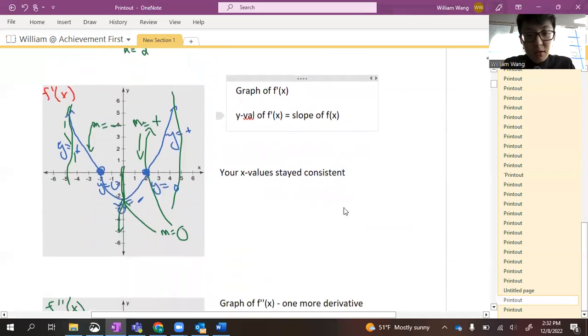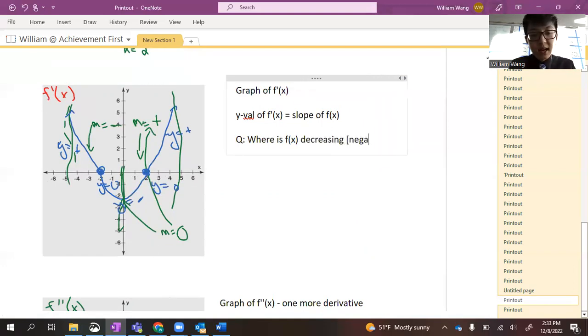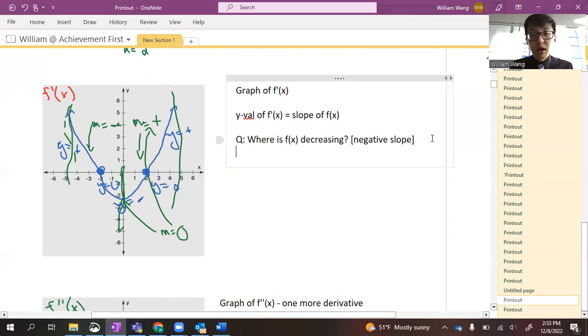Let's keep on going backwards and ask some questions about f of x now. And I want you to try to answer these. Question: where is f of x decreasing, aka negative slope? Where is f of x decreasing? Well, let's think about what our relationship is. So I'll pause. You try to answer this.